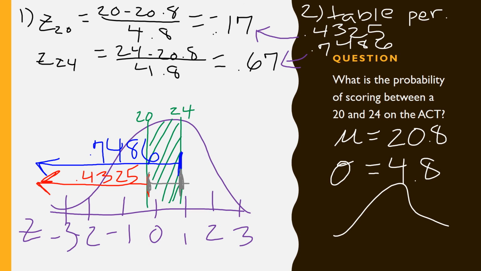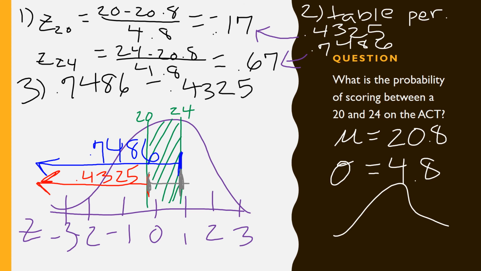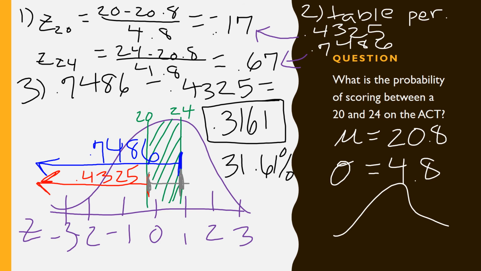So your third step will always be to take the bigger percentile, whichever one's bigger, minus the smaller one when you do a between problem. So if you do that, we'll get 0.3161, and that is our final answer, or you can put it in percentage form. So it would be 31.61%. So either one is correct.